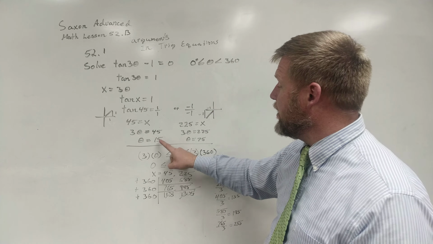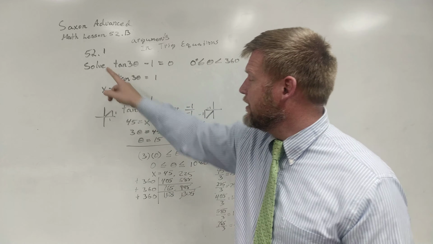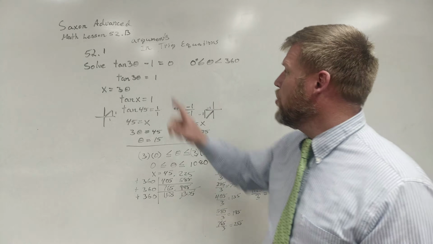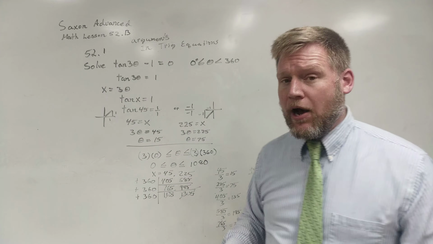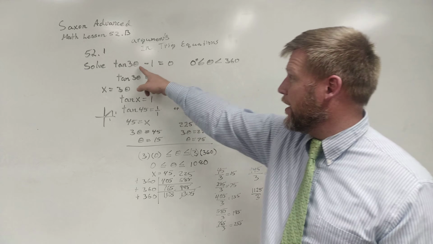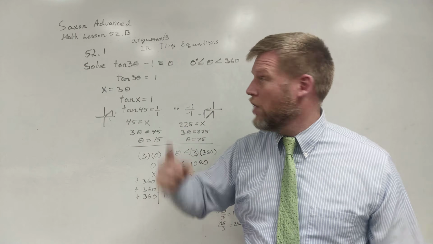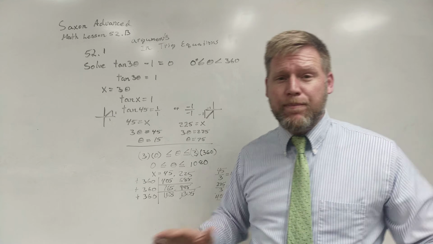Because if I put this back in, 15 times 3 would give me my 45. The tangent of 45 is 1. 1 minus 1 is 0. However, I can do that with 75 as well, right? Because 75 put back in here, 3 times 75 is 225. Tangent of 225 is still 1. 1 minus 1 is 0. And we should be done.